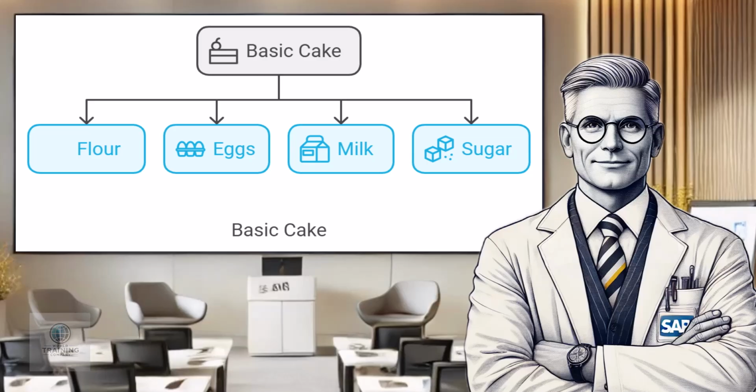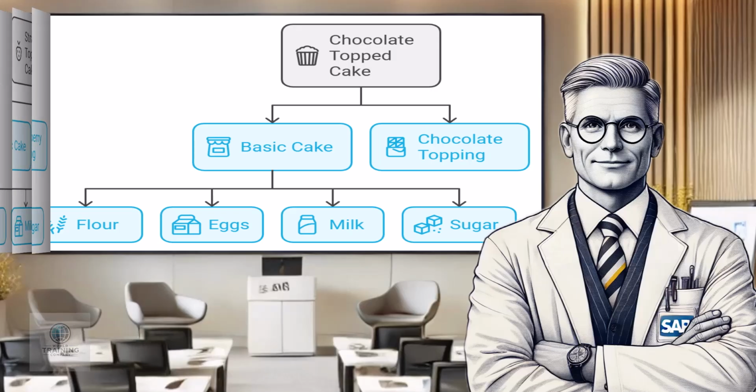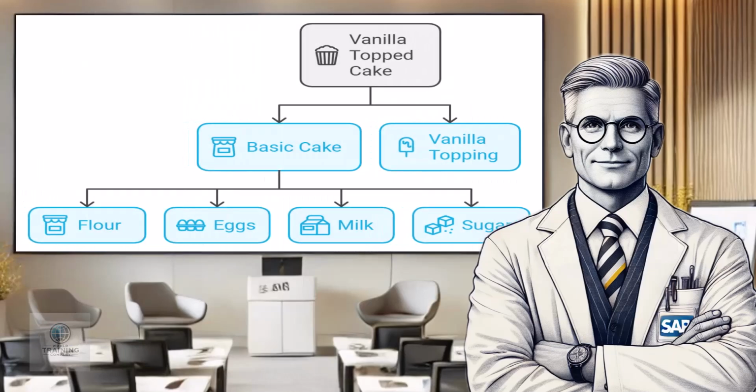Now, imagine that our bakery business is growing, and we've decided to offer cakes with additional toppings like chocolate, strawberry, and vanilla. In this new scenario, the basic cake, which was previously a finished product, now becomes a semi-finished product. It will serve as the base for creating new finished products. Let's structure the BOMs for these new products. For the chocolate-topped cake, the BOM includes the semi-finished basic cake and the chocolate topping as an additional component. For the strawberry-topped cake, we also use the semi-finished basic cake as the base and add the strawberry topping. And for the vanilla-topped cake, we again use the basic cake and add the vanilla topping.